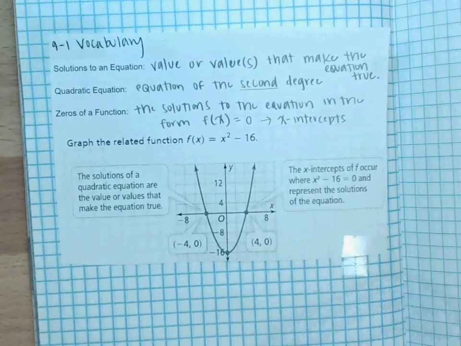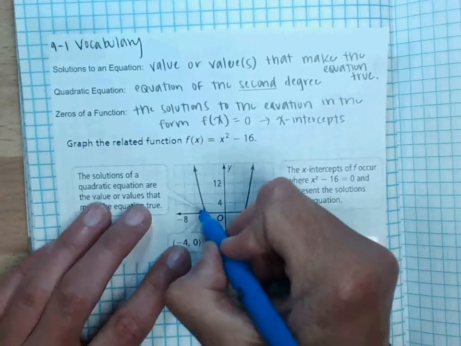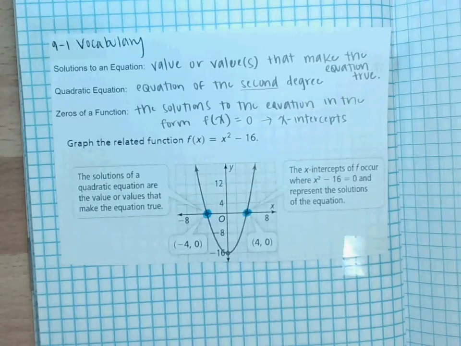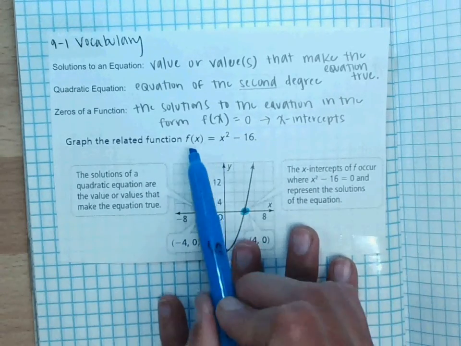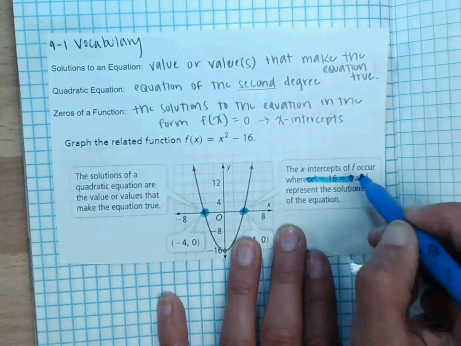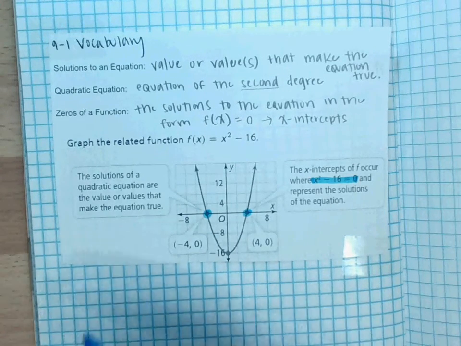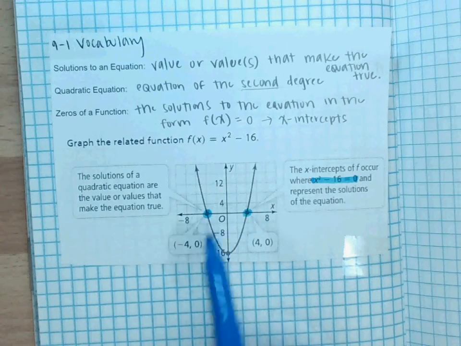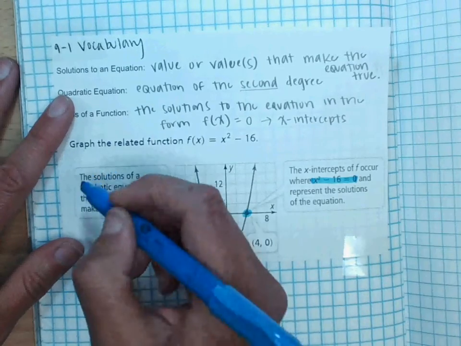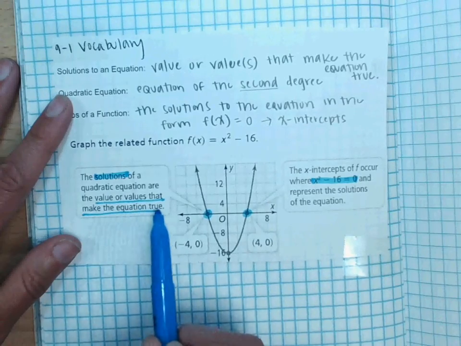So if we look down here at this parabola, the zeros of the function are these 2 points here, the x-intercepts. They occur when this function, f of x equals x squared minus 16, is equal to 0. They set it equal to 0, graph it, and these two values are the solutions. So these two solutions are the value or values that make this equation true.